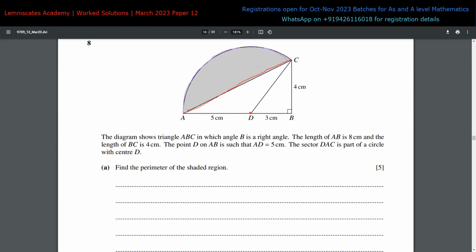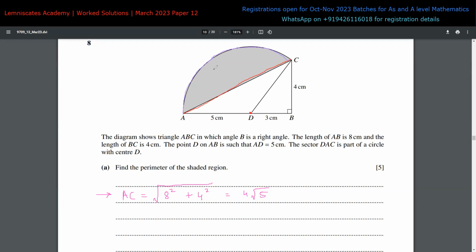So let's go ahead and first of all figure out how we can find out the length of AC. As we can see that this is a right angle triangle, we can simply go ahead and implement Pythagoras theorem to find this AC length. So we'll say that AC is equal to square root of 8 squared plus 4 squared. And now if you solve this in the calculator, you will be getting 4 root 5.